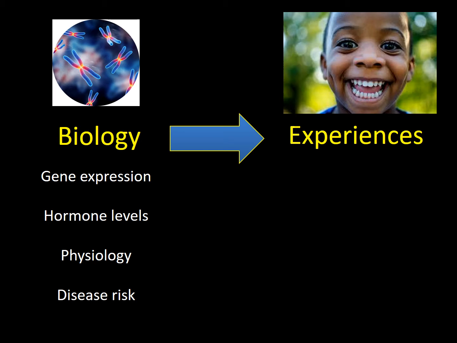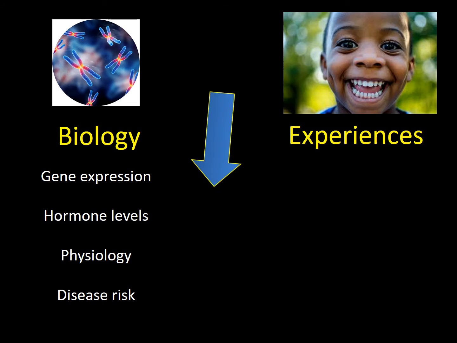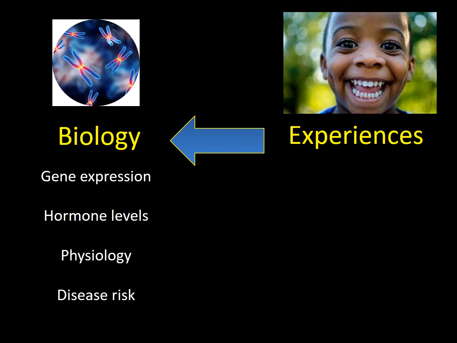So today we're looking at types of experiences that shift this arrow, because we're used to thinking about genes and how they influence our experience and our biology, but get ready for the animation. Today we're looking at how experiences impact gene expression, hormone levels, physiology, and disease risk.